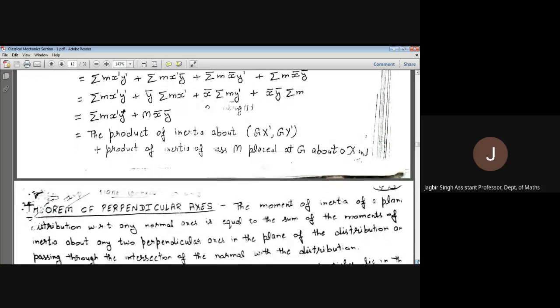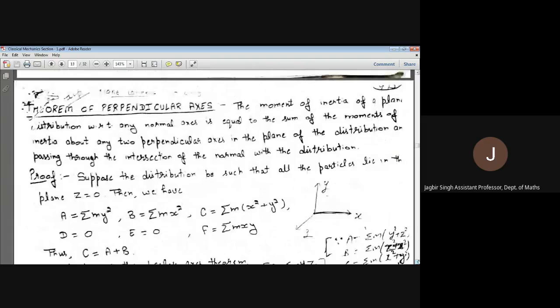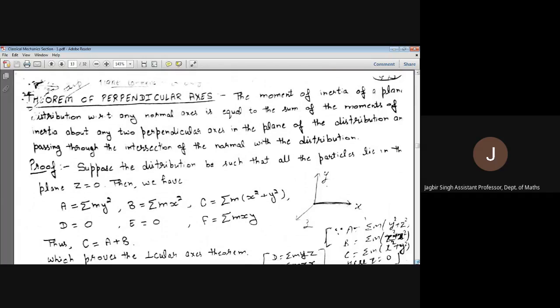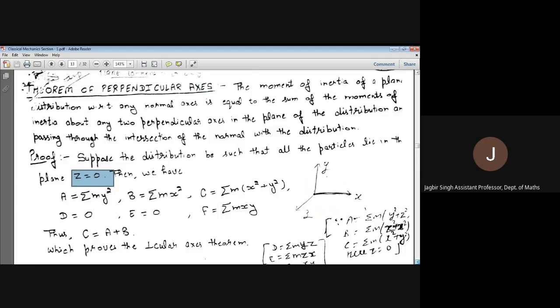After that, we are having the theorem of perpendicular axis. Basically, what happens? Moments of inertia about OX are given, about OY are given, and then we are to find out the moment of inertia about OZ in the plane. Moments of inertia in the plane are given. When we are talking about the plane, then the z coordinate is 0. So A will be summation m y square, B will be summation m x square, and C will be summation m (x square plus y square). It is A plus B. So this is the theorem of perpendicular axis.